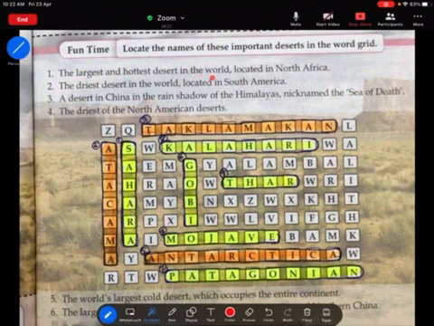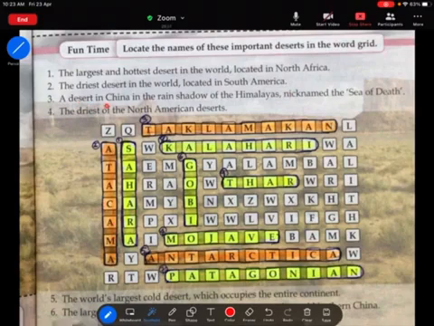The largest and hottest desert in the world, located in North Africa, number one, that is Sahara. Number one, Sahara. The driest desert in the world, located in South America. Number two, that is Atacama.